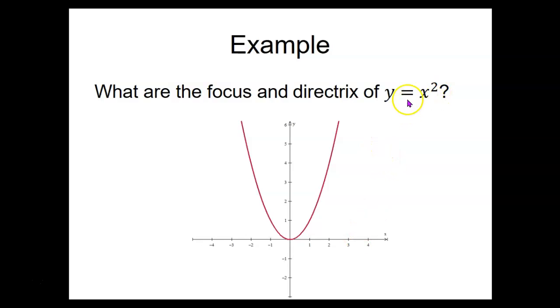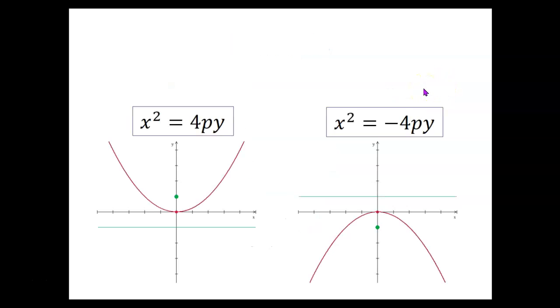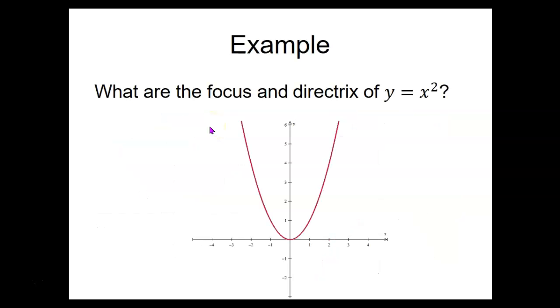So what are the focus and directrix of just plain old y equals x squared? Well, you can think of x squared as the x squared that was on one side of the equation. On the other side, we just had a plain old y. So the number in front of the y was 1. And if we want 4p to equal 1, p would have to be 1/4. So this would be like x squared equals 4 times 1/4 times y. That means to get to the focus, we would start at the vertex and go up 1/4 of a unit to the point 0, 1/4. And the directrix, we'd start at the vertex and go down 1/4 of a unit, and that would be this horizontal line, y equals negative 1/4.